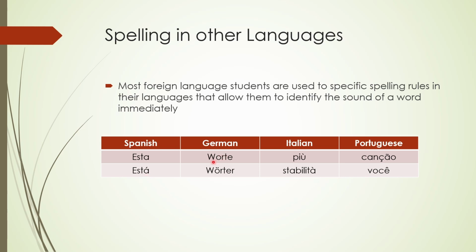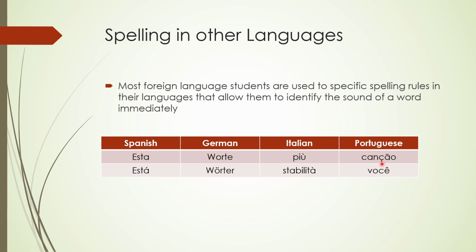In German, we can see here the word Wort. Here we see a diacritic symbol, and this means this needs to be pronounced Wörter. In Italian, this diacritic symbol is used, so this is pronounced più, and this is stabilità.